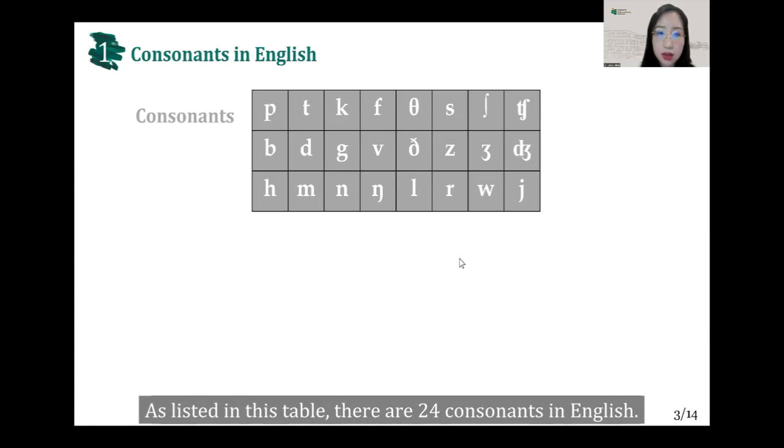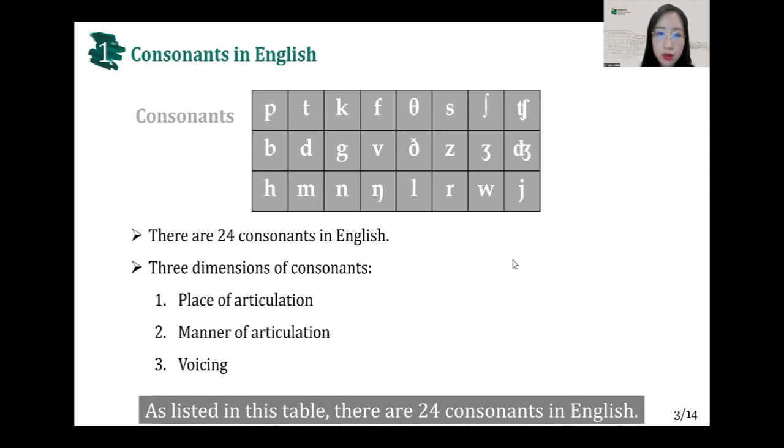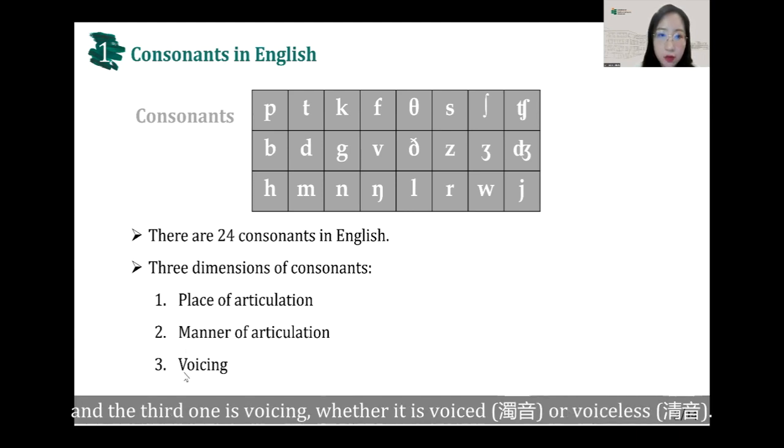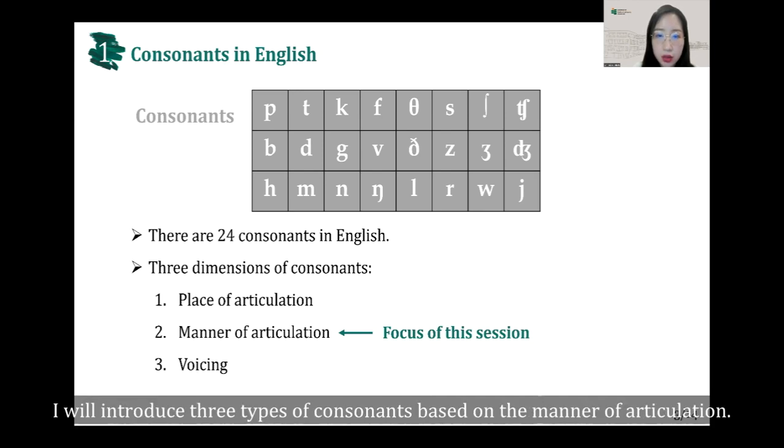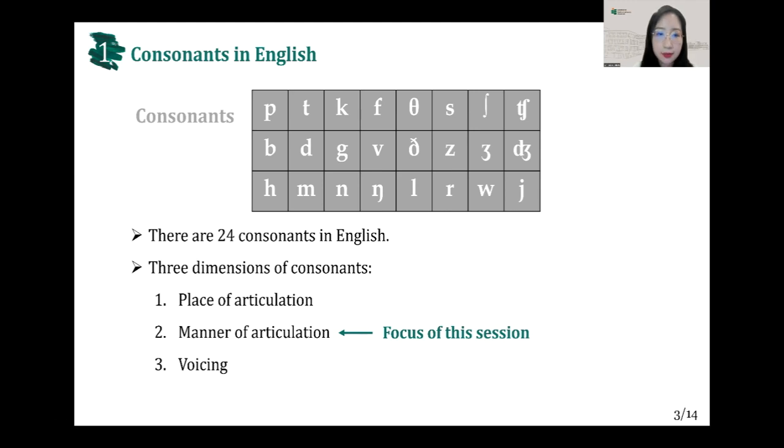As listed in this table, there are 24 consonants in English. They can be classified based on three dimensions. The first one is the place of articulation. The second one is the manner of articulation, and the third one is voicing, whether it is voiced or voiceless. The focus of this session is the manner of articulation. I will introduce three types of consonants based on the manner of articulation.